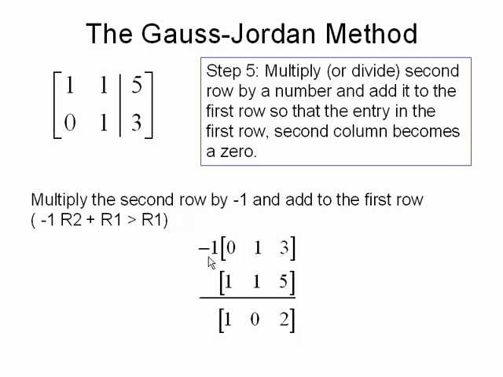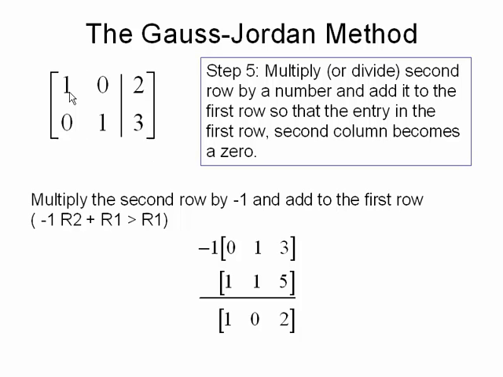So here is -1 times row 2. Below it is row 1. And when I add those together, -1 times 0 plus 1 is 1. -1 times 1 plus 1 is 0. And -1 times 3 plus 5 is equal to 2. Now I'll need to put that back into row 1.